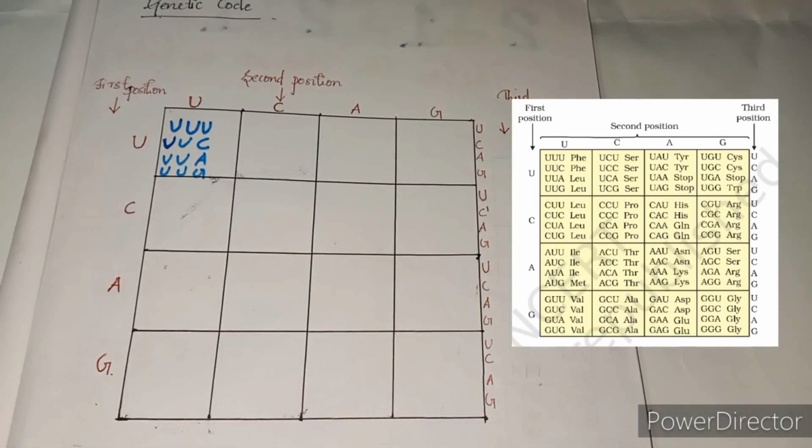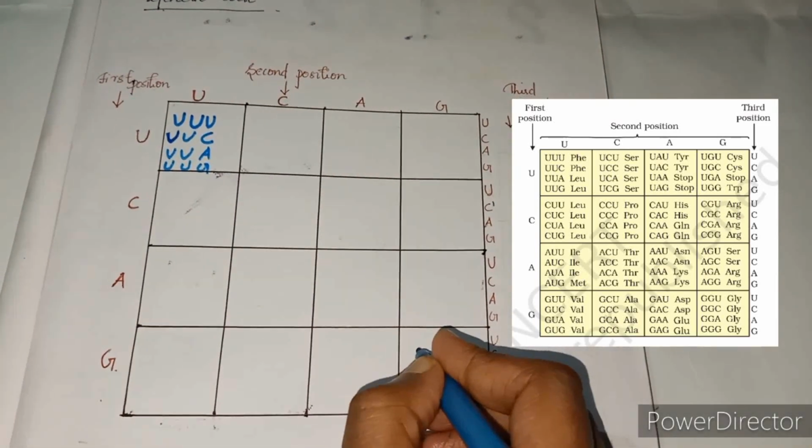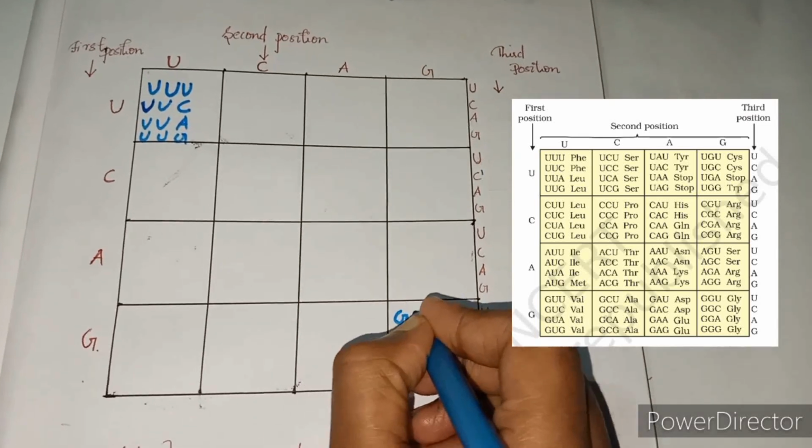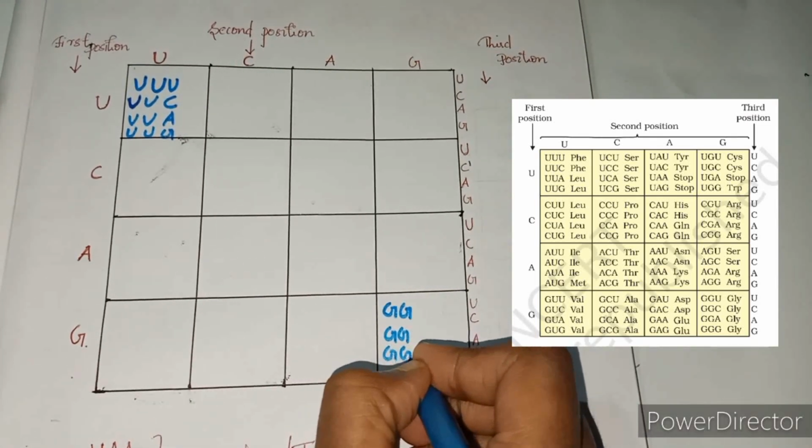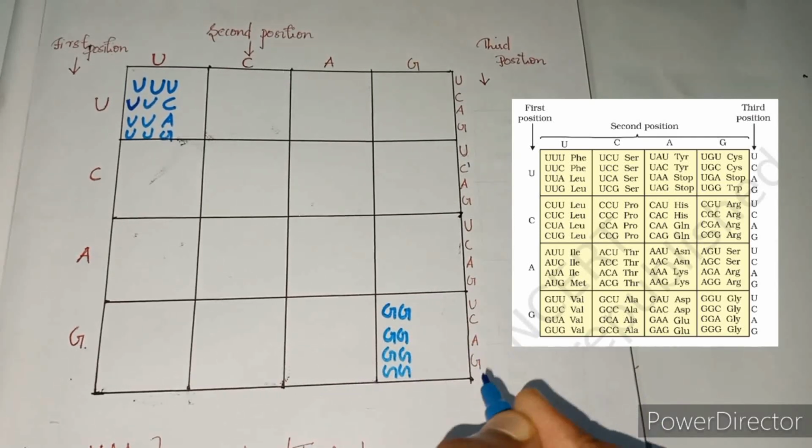Now look, if you want to fill this box, write G four times. And now repeat UCAG in order.